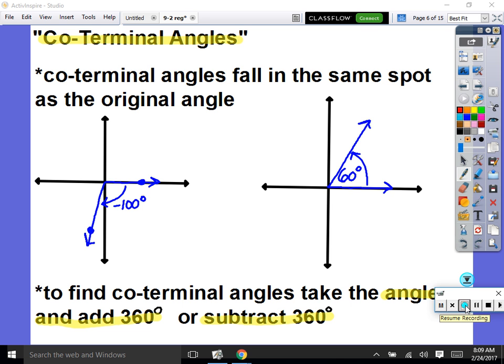Okay, we know how to take an angle and draw it in standard position. So this is our initial side, and here's our starting point, our initial side, and then this is our terminal side, the side we open up to.